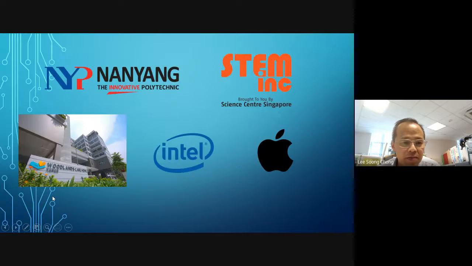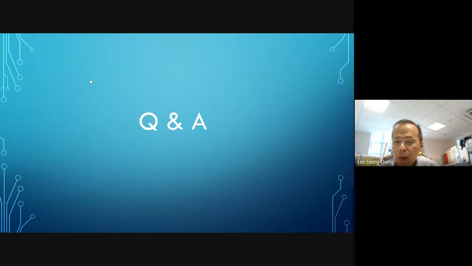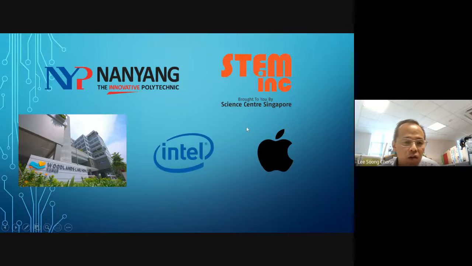These are the partners that we have worked with throughout the years. We work with Nanyang Poly, STEM Inc., Apple and Intel. They are very valuable partners together with us. Of course, we also hope to continue to work with Woodlands Care Home, where our learning journey has been suspended for the past 2 years. We hope that we can continue with that.